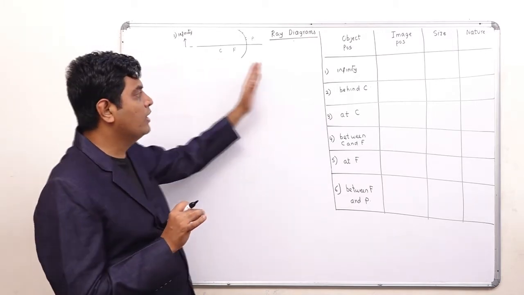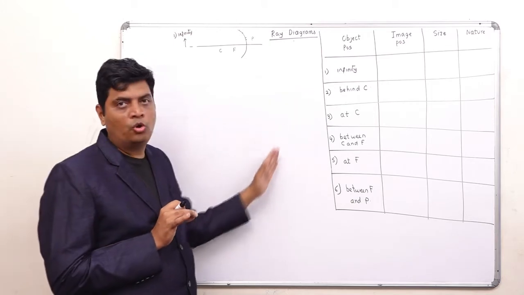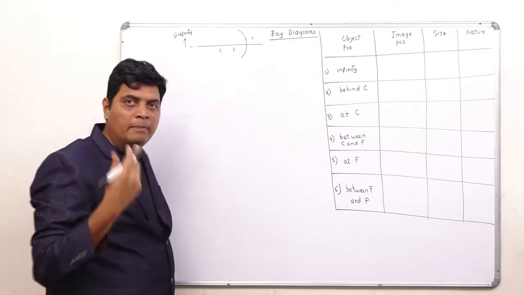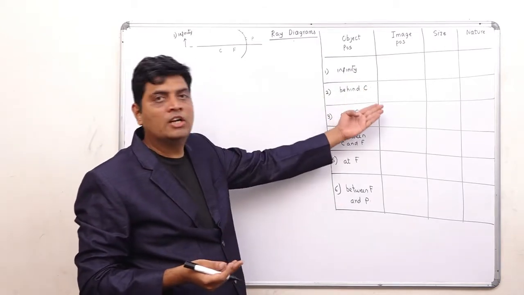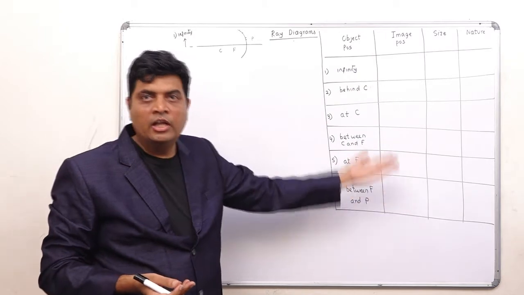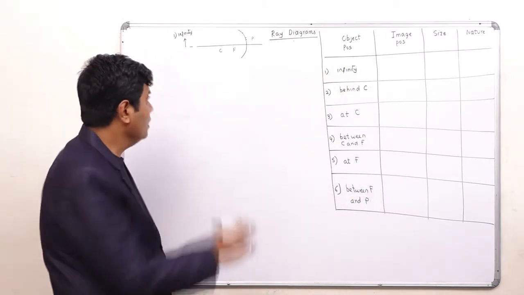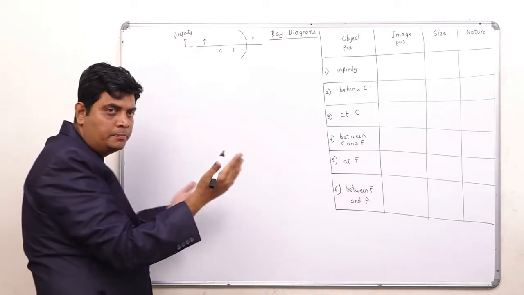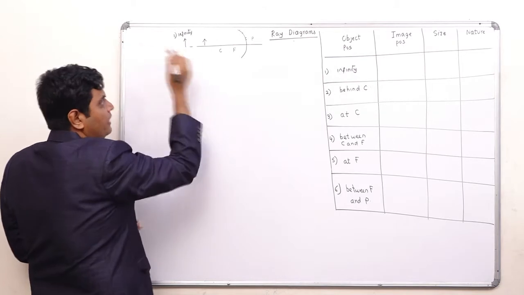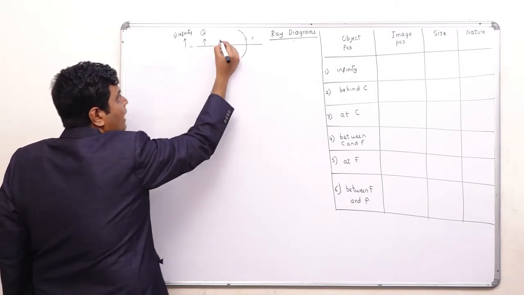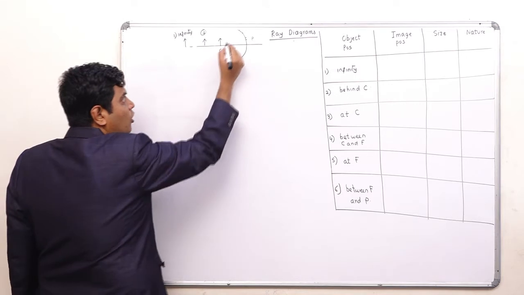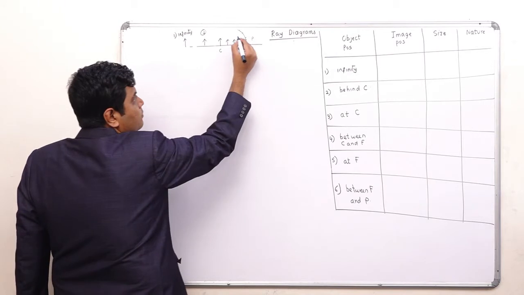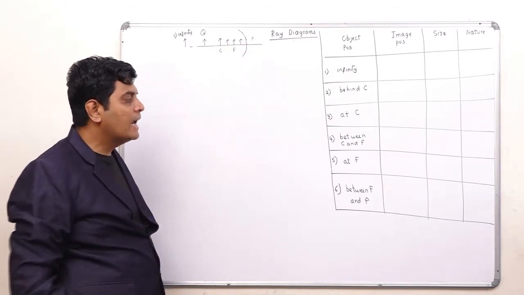First, let us find out the different positions at which we are going to draw the diagram. Your first position is at infinity. Then you get the image of that, and we will fill the table with the image position, size, and nature. Second position is behind C, just behind C, not at infinity. Third position is at C. Fourth position is between C and F. Fifth position is at F. And sixth position is between F and P.